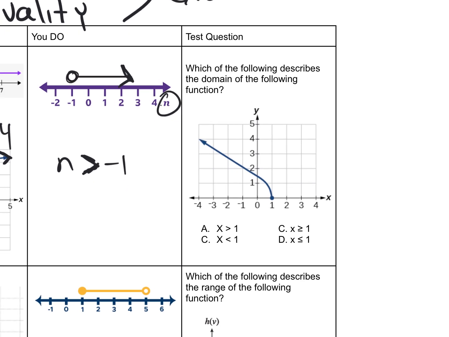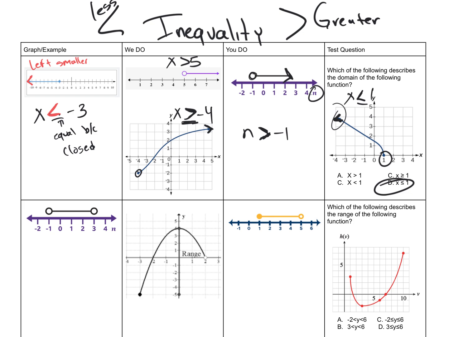For my domain, I go from left to right. Notice on the left side, I go to negative infinity, but inequalities do not use infinities. Instead, we only use one inequality. So that means x, my arrow is going to the left, so less than, and my starting point is 1. Equal sign because it's closed. So that's my answer.